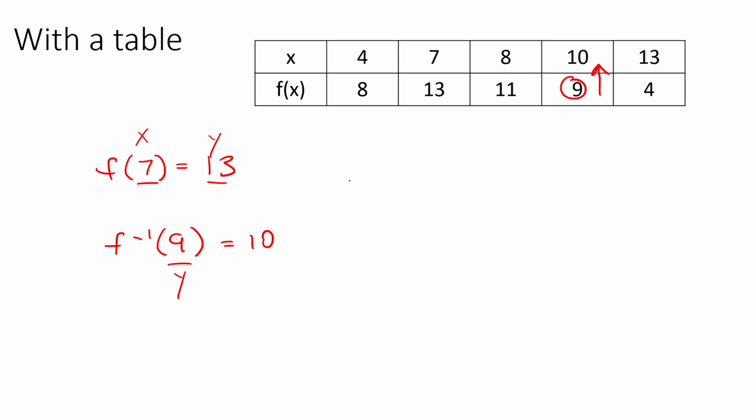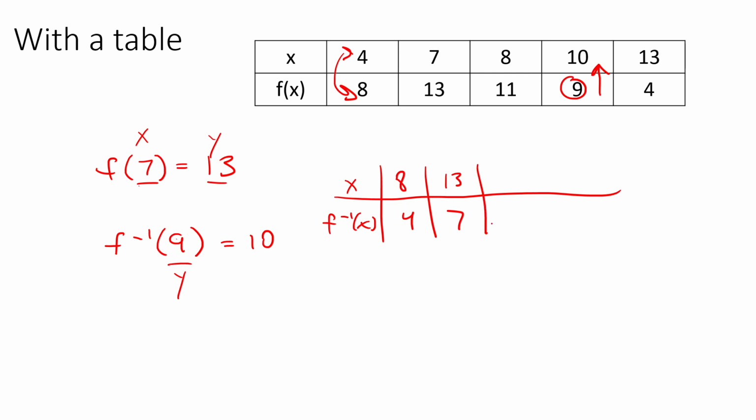I could, in fact, just write the entire table for f inverse if I wanted to. And all I would need to do is switch the coordinates, right? So the x coordinates become the y coordinates and vice versa. And some students find it helpful to just write out the whole table if they need to.